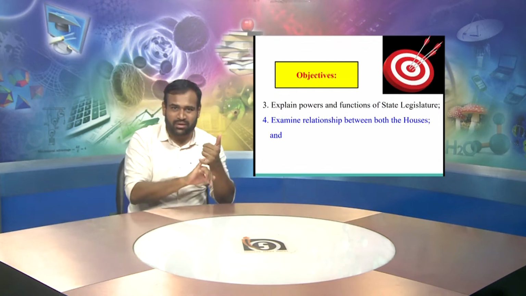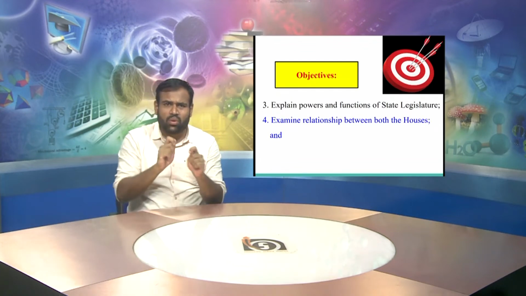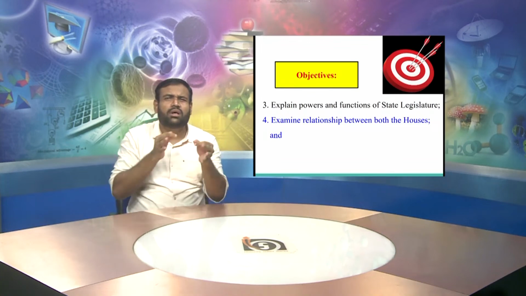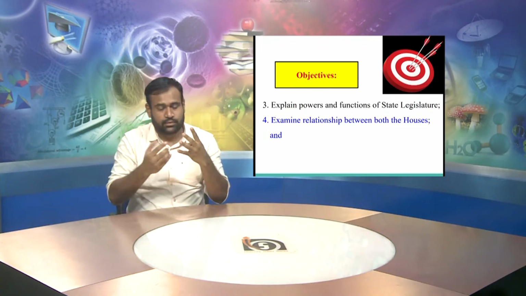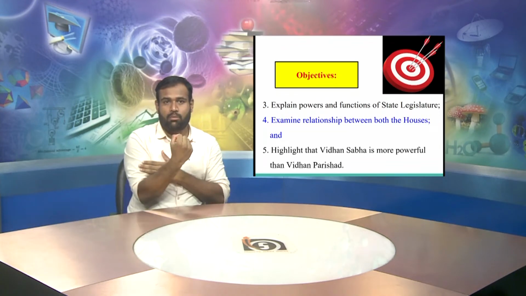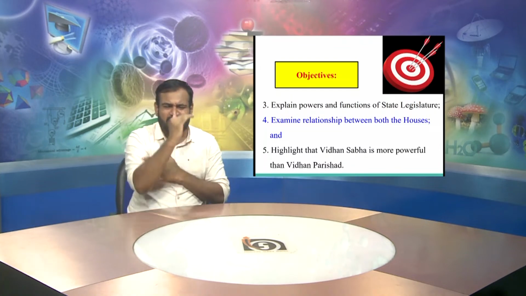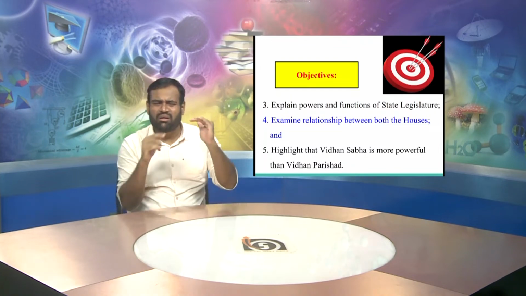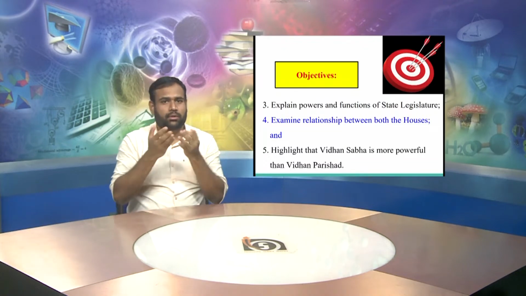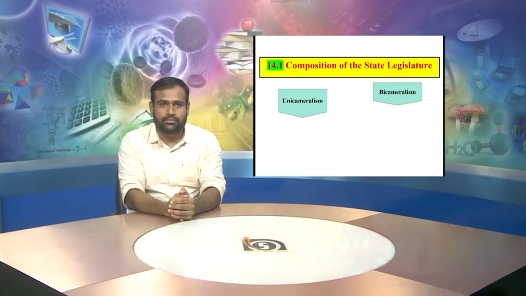The fourth objective is we will be able to examine the relationship between both the houses and further, the fifth objective is we will be able to highlight that Vidhan Sabha is more powerful than the Vidhan Parishad. So these are the 5 objectives we will understand in this video.